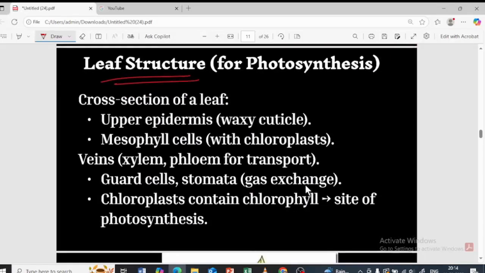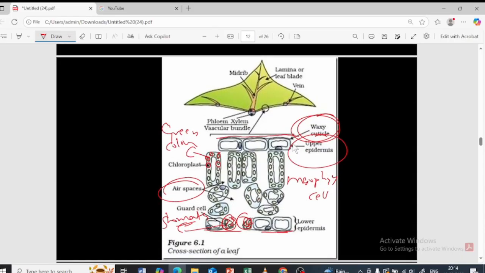This is the structure of the leaf. The upper epidermis is there, the lower epidermis, and in the lower epidermis the stomata are there for the exchange of gases and for transpiration. The waxy cuticle is there for the purpose of protection. The chloroplast cells will be there in between the mesophyll cells. This chloroplast has the chlorophyll, which is responsible for the green color.